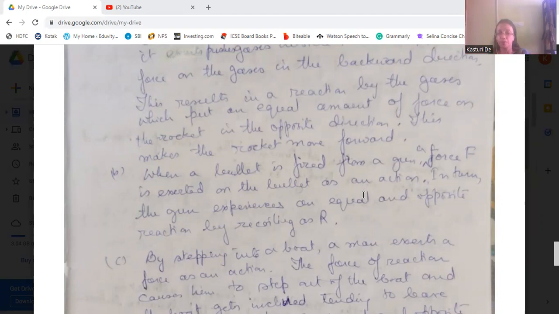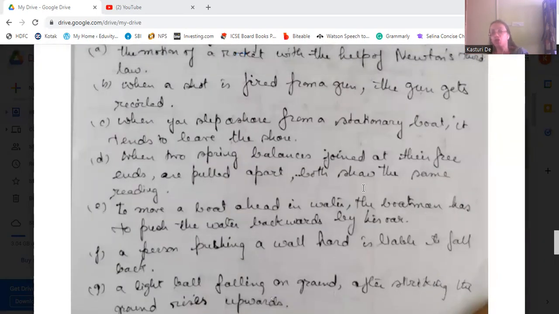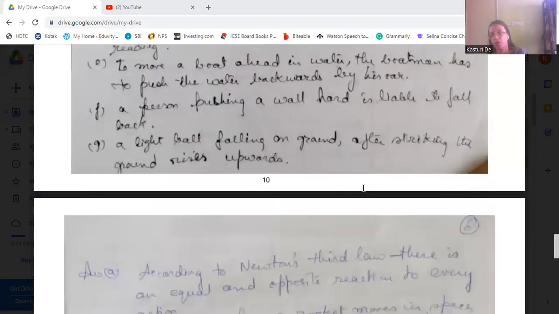That is the reaction. Now, next is when you step ashore from a stationary boat, it tends to leave the shore.